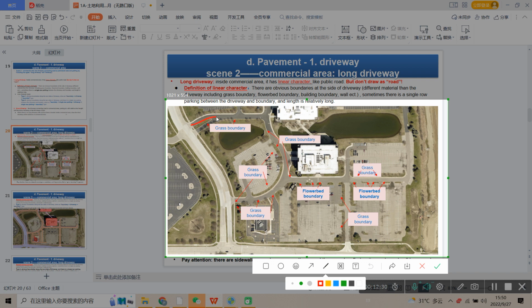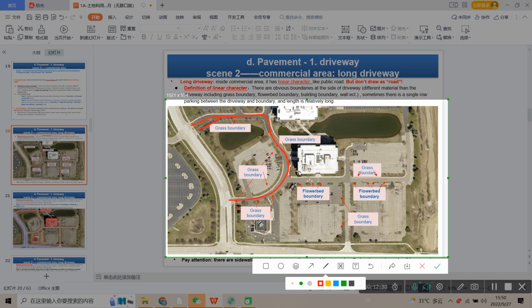We will start from here because we have a relatively long length, and we also have the boundary on the two sides. Then we move to here. As we can see, we have the grass boundary on each of the two sides. Then we keep drawing the long driveway all the way to the road, right? This is a public road, and we have the boundary on each two sides. Then let's move to here.